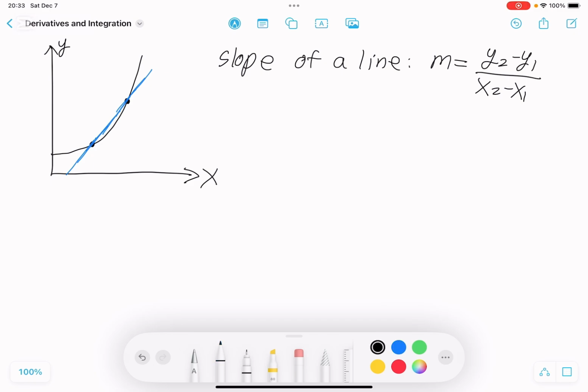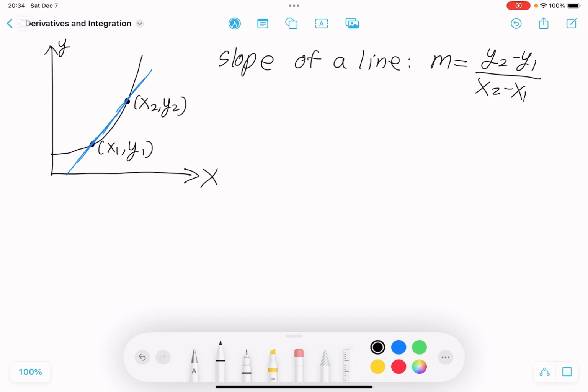Well, I could use the equation of this graph to figure out the y coordinates and x coordinates of these 2 points. So if this is x2 and this is y2 and this is x1 and this is y1, then the slope of this blue line right here would be y2 minus y1 over x2 minus x1. So that's the basic idea of the slope of a line.